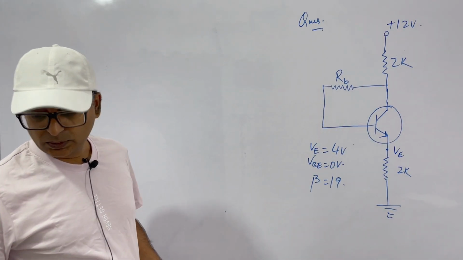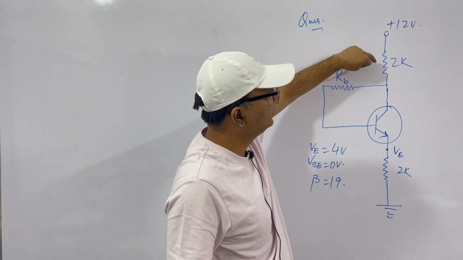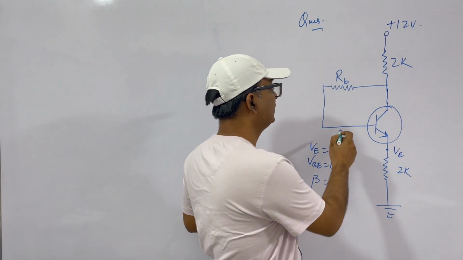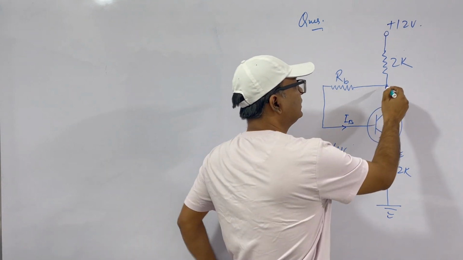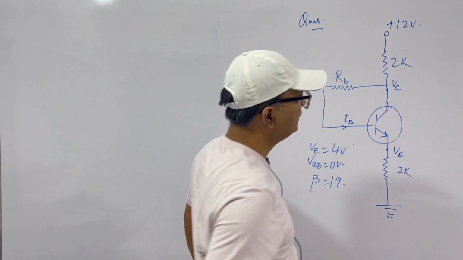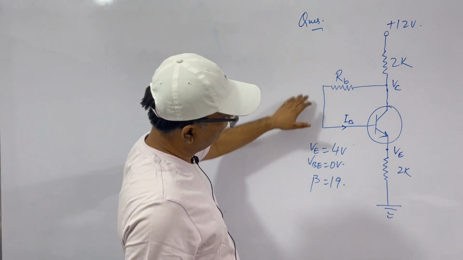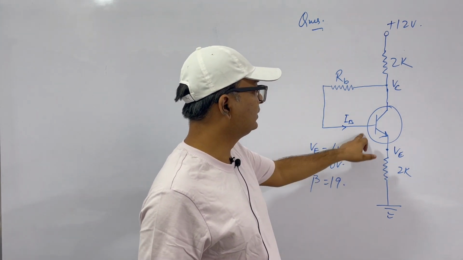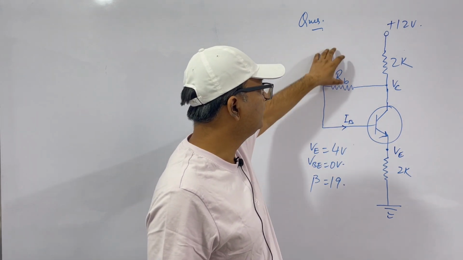This is our next question. See, here we have a 12 volt source. This is 2 kilo ohms. Then from here we have this current IB. IB base current is from this point. Let's say this is our C point. That is, we have C at VC equal to this. Okay, at this point. Now VE at this point is given as 4 volts and it says VBE is negligible. Just ignore it. Beta is 19. Find the value of RB.